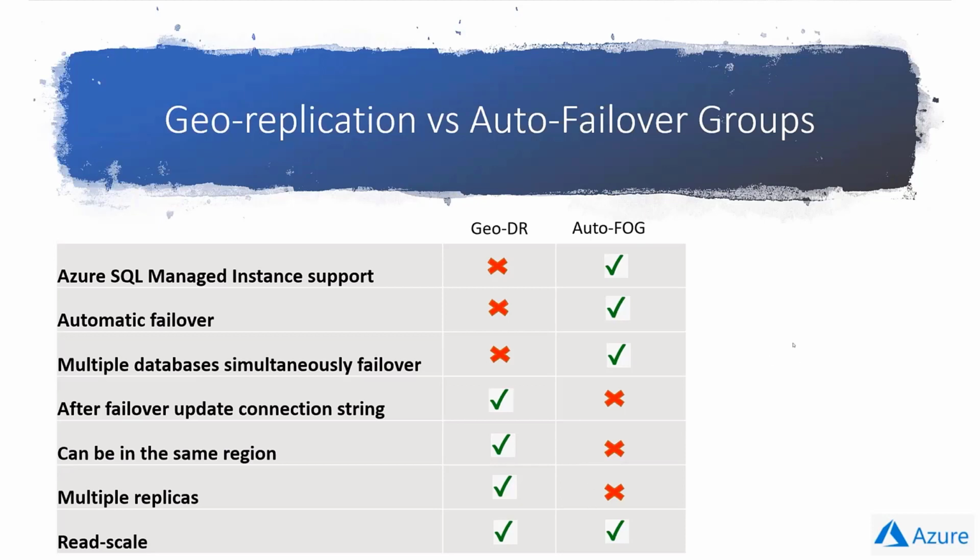Now, you can have multiple databases simultaneously in auto failover groups. In GeoDR we just support one database. So basically, let's say you have one database and you want to create this failover, and you can create multiple GeoDRs, but it's per database. In auto failover groups, you can create an entire group of databases. It can be many databases, and you just treat them as a group, and you can fail over the entire group into a different region.